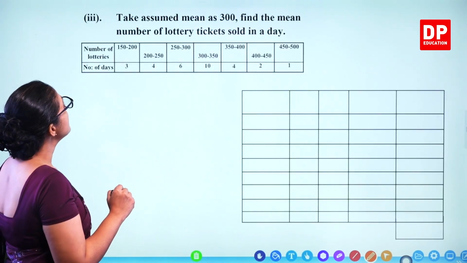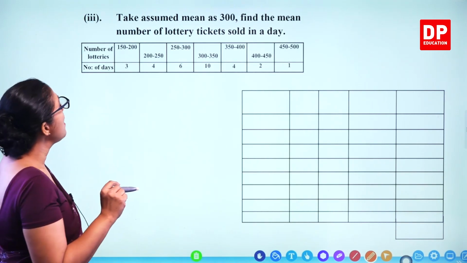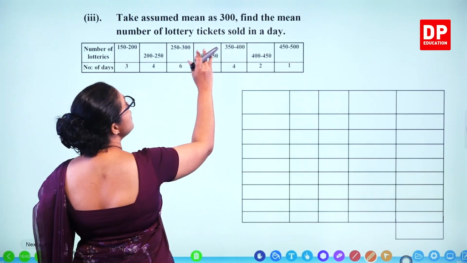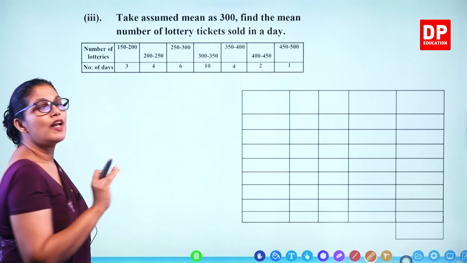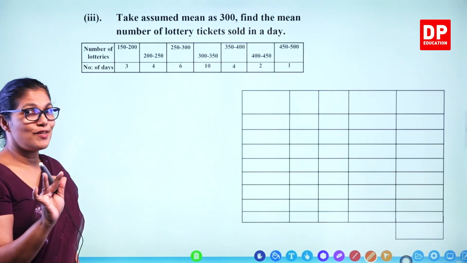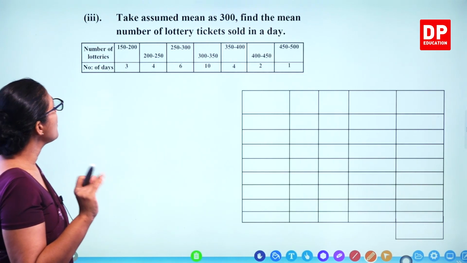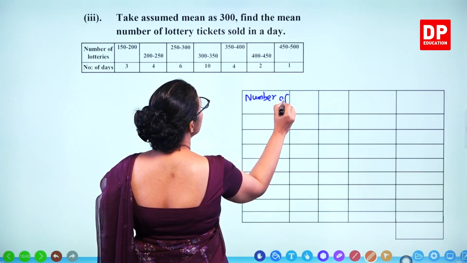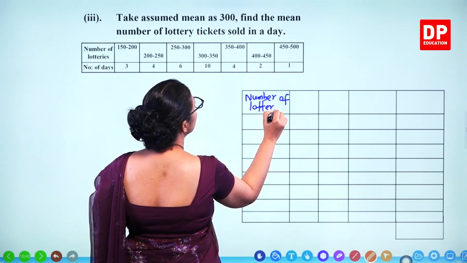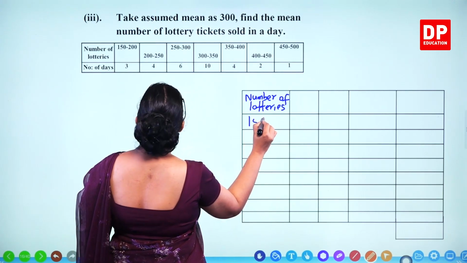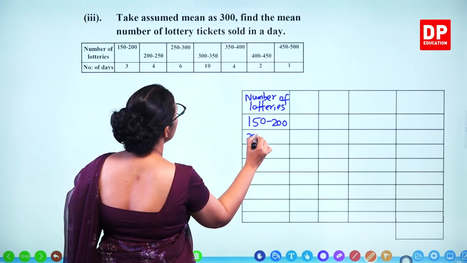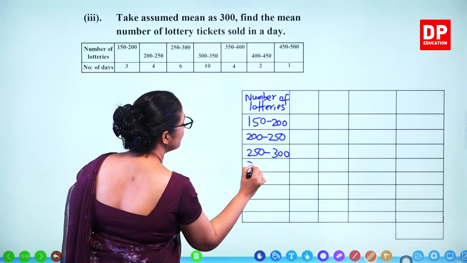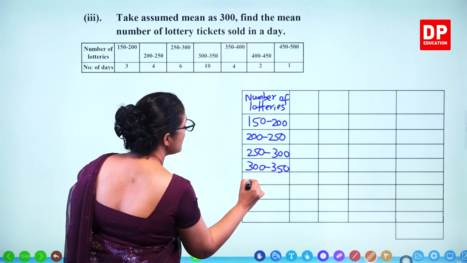Next one, third part. Take assumed mean as 300 and find the mean number of lottery tickets sold in a day. So this is different. Normally we took the assumed mean as the mid value of the interval. Now 300 is not the mid value, but you can do it the same way. So here we'll fill the table. Number of lotteries, 150 to 200, 200 to 250. So fill these intervals first.